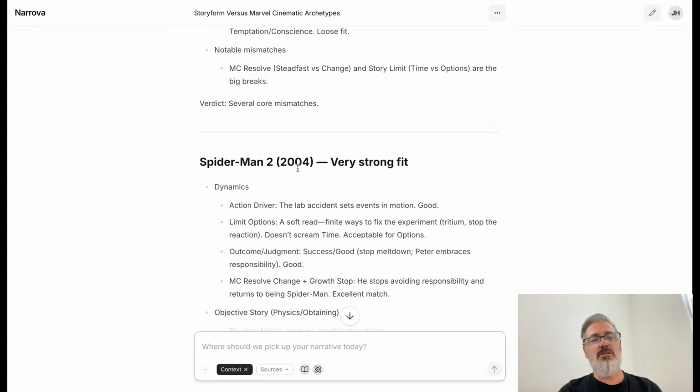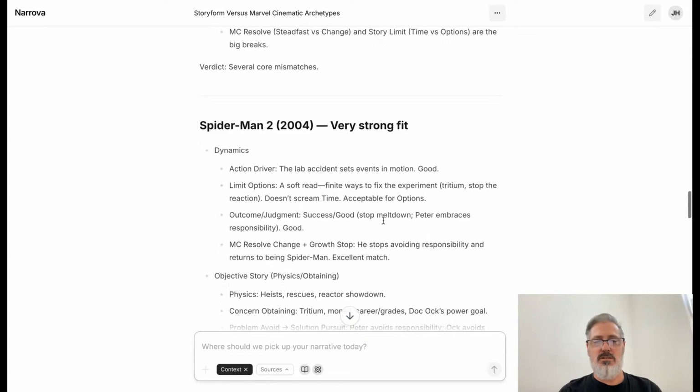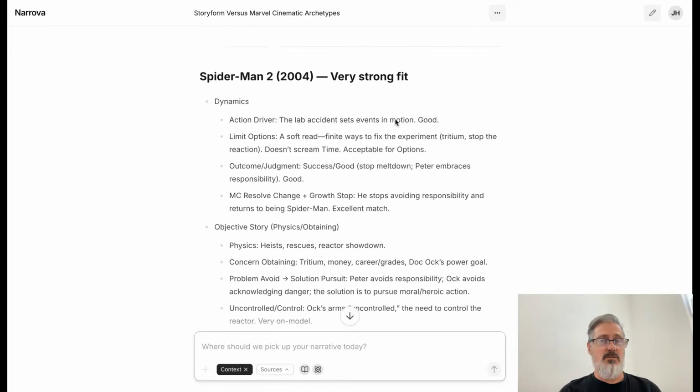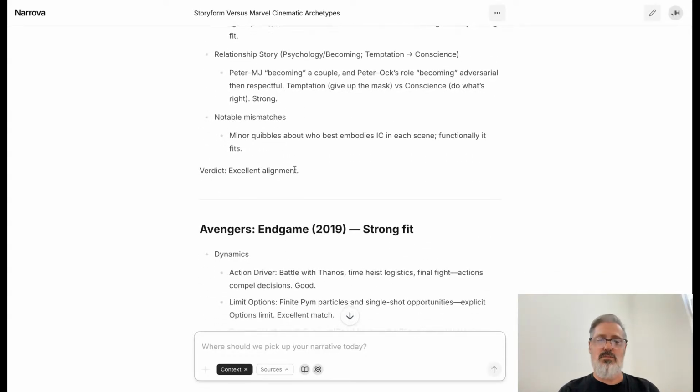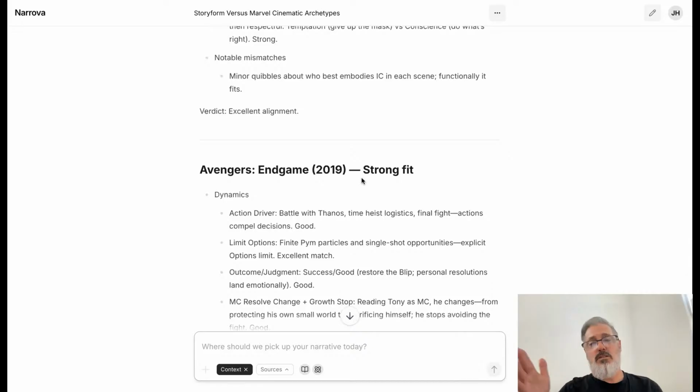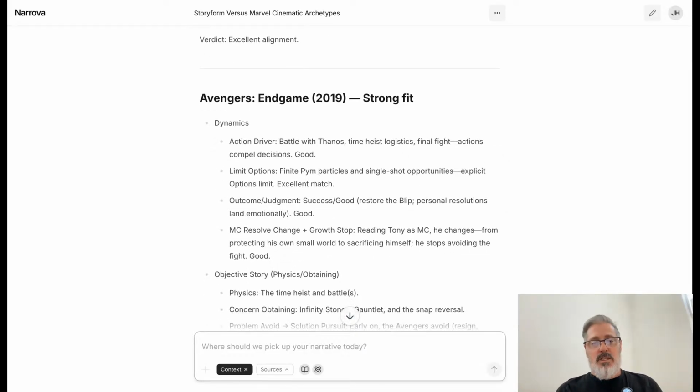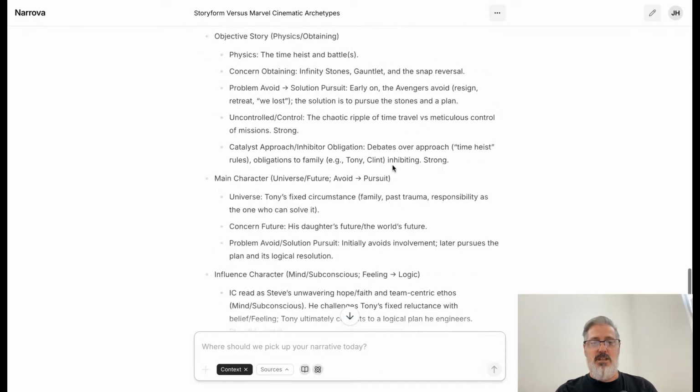Then it did Spider-Man 2, 2004, which is funny. I wasn't thinking the 2004 one. Very strong fit, and went through and identified all the storytelling that matches that story form, pretty much the same. So if you went through and did all of them, even better would be to create stories for each of the properties, upload the actual screenplay, match it, so it's not just guessing from what it knows through all the training, to get an even stronger analysis of it. Endgame, for sure, very strong fit, same sort of thing.